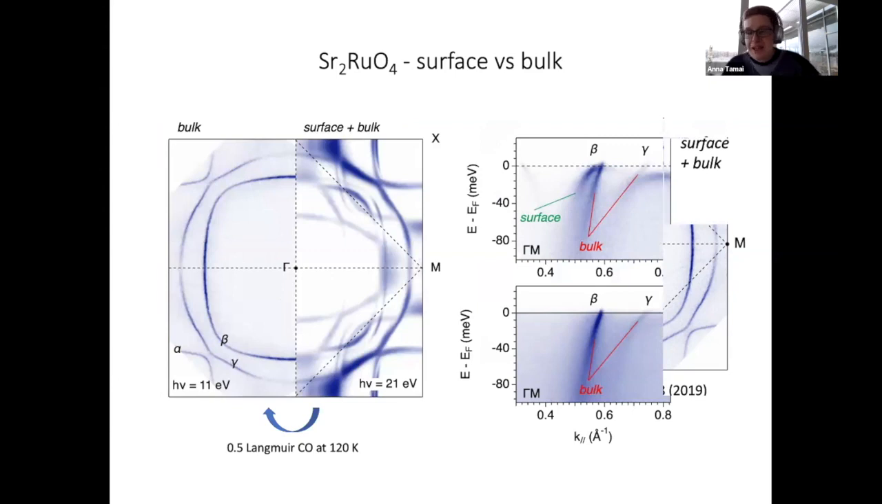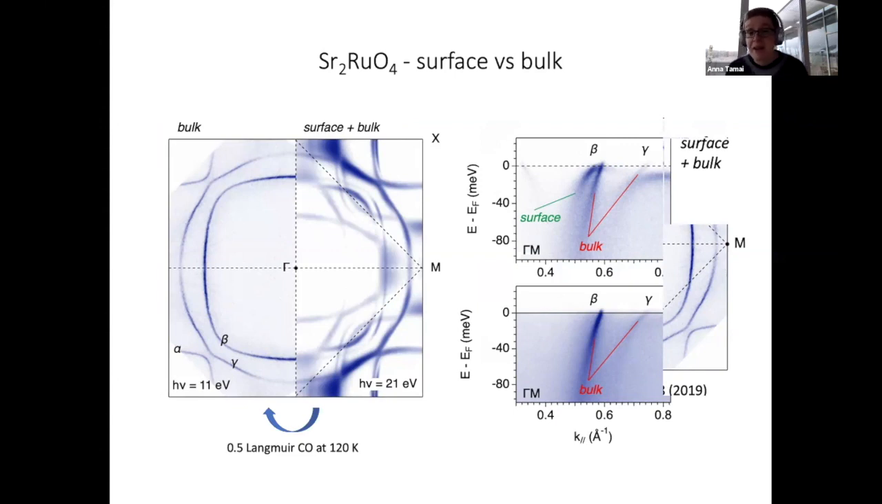Getting such data on strontium-2 ruthenium-4 is not easy because there is a fundamental problem. When you cleave a sample in UHV, there is a reconstruction of the top layer. The ruthenium-oxygen octahedra rotate and form a square root of 2 times square root of 2 superstructure. So in general, a clean sample will show a lot of bands at the Fermi level, which is what you see here on the right-hand side, which are bulk states but also surface states. And these bands are backfolded due to the additional periodicity.